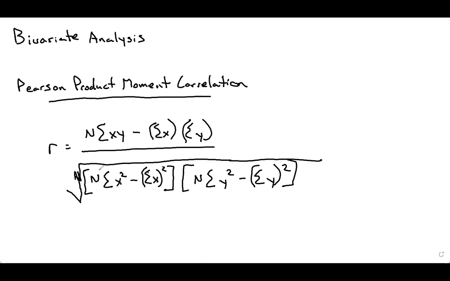So on the bottom of the equation, we have in brackets N times the sum total of X squared minus the sum total of X, which is squared. So we would subtract these two numbers from each other. So it would be N times the sum total of X squared, do that first, and then you would calculate the sum total of X, squared, and then subtract the two numbers. And you would do the same thing with Y as well. So there's a number of calculations that we need to make to plug in all of these numbers to run the formula.